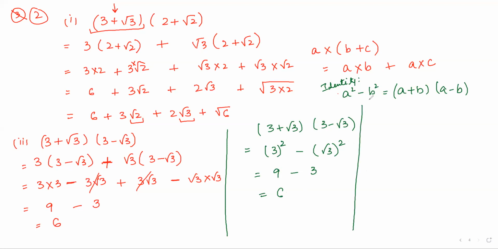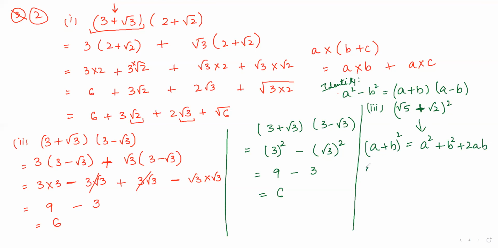Okay, third part. This is under root 5 plus under root 2 whole square, right? So whenever you have a whole square of the bracket, you cannot do under root 5 square plus under root 2 square. Here you have to make use of the identity that a plus b whole square is equal to a square plus b square plus 2ab. Is that clear? So this way you will open this bracket.